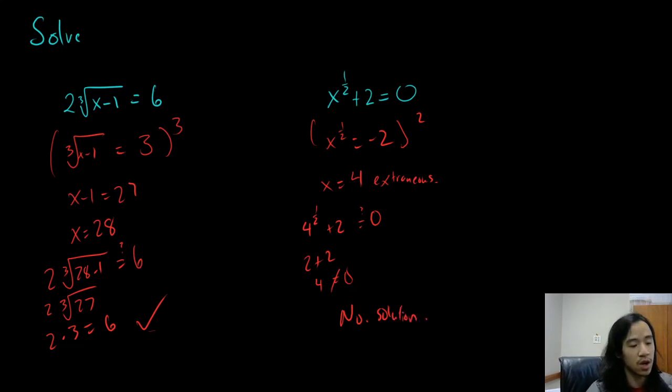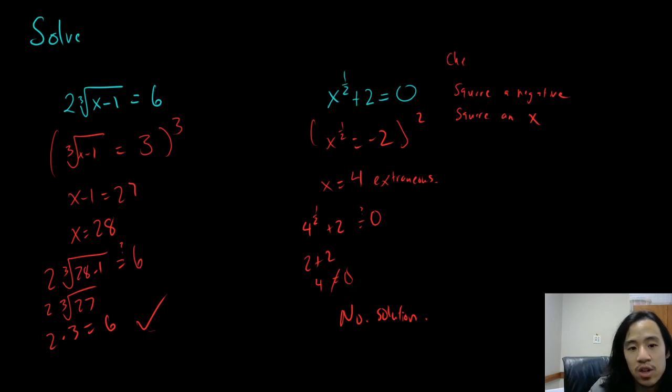Okay, so checking your work, obviously, you can check your work if you want, but sometimes you will have extraneous solutions. And the times where you will have extraneous solutions is whenever you square a negative, or you square an x. You don't necessarily always have an extraneous solution, but you need to check your answers if you do one of these things. You need to check your answers for extraneous solutions in these two situations.